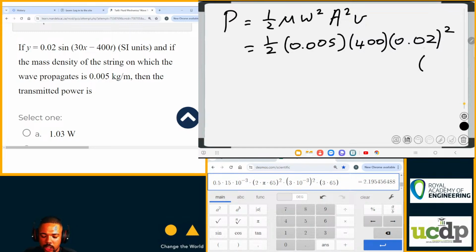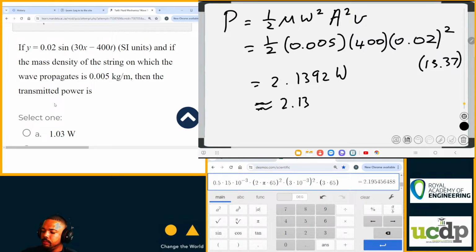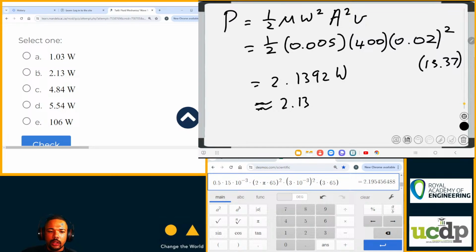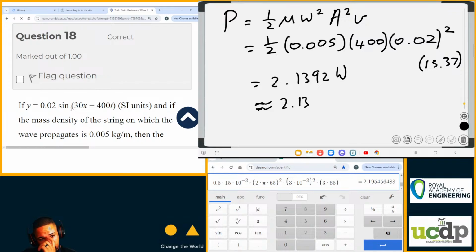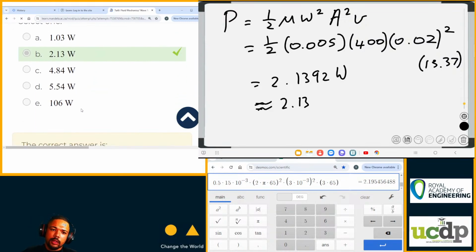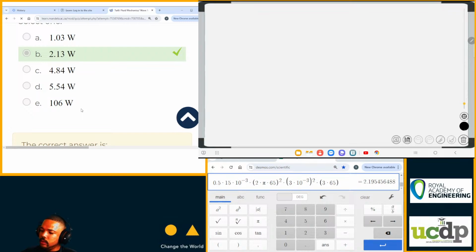Okay, and the speed that we just worked out is 13.37. If you multiply that all together, you get an answer of 2.1392 watts of power, which is approximately 2.13. Let's check the answer. Yes, they have 2.13 there. There we have it, 2.13 as the answer.